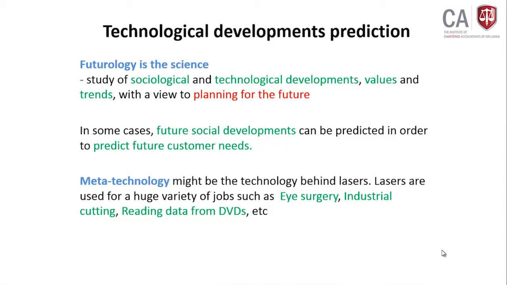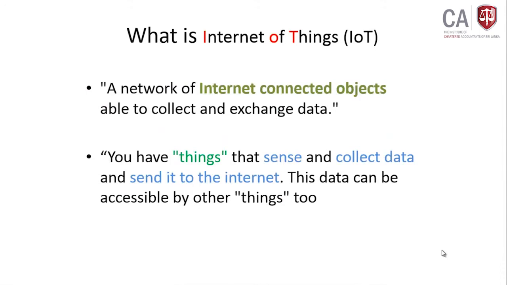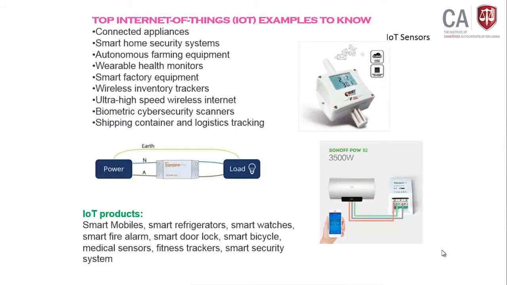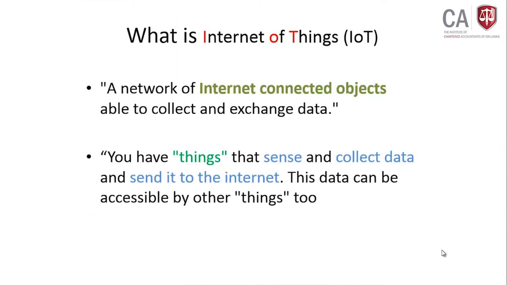Meta technology. Eye surgery, industrial cutting, meta technology is used. Industrial cutting is also some kind of technology like meta technology, through laser beams they cut very heavy iron. So, we talk about those things. This good technology is IoT, Internet of Things. We will talk about this briefly.